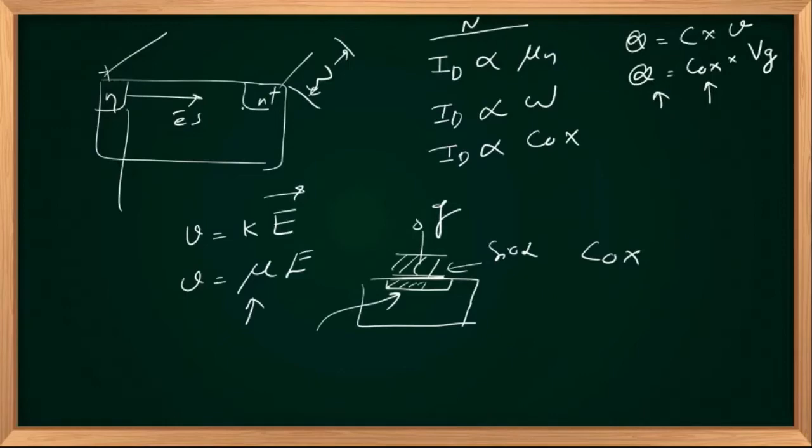What about the length of the channel and the proportionality of drain current? Resistance is rho L by A. If the distance to be covered by the carriers is more, of course it will have more resistance. So ID is inversely proportional to L. Right?